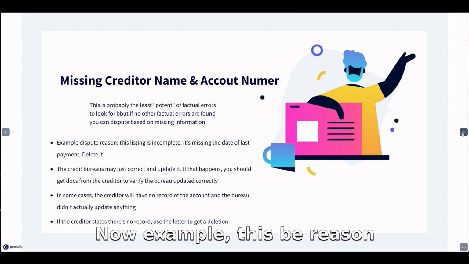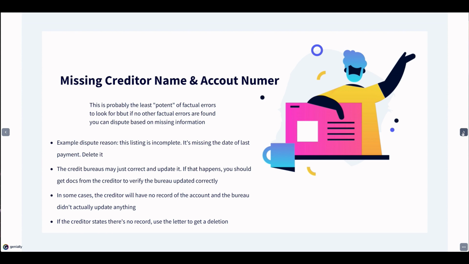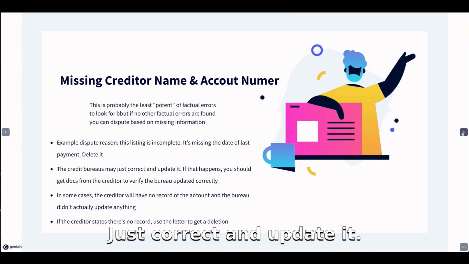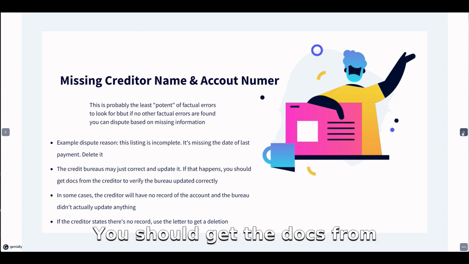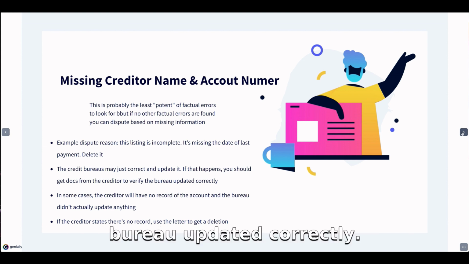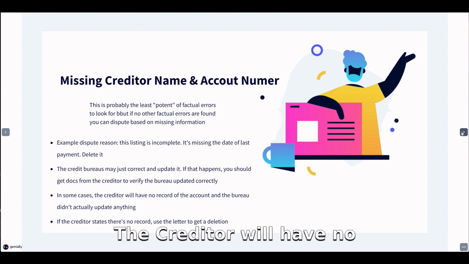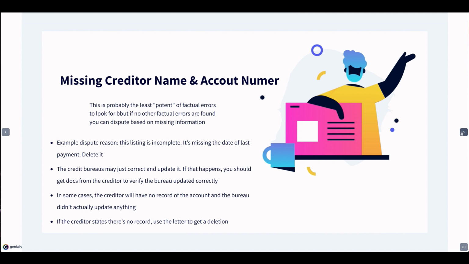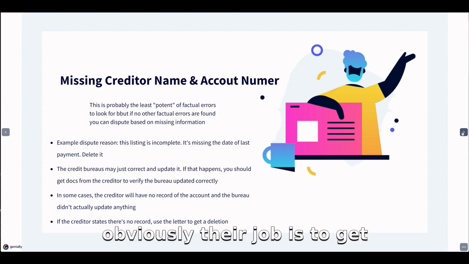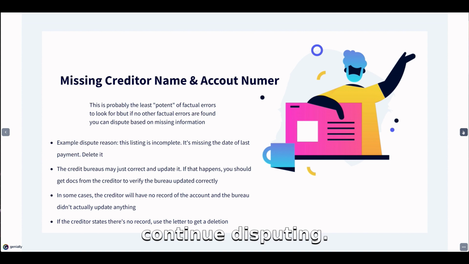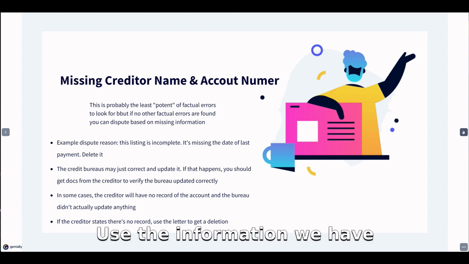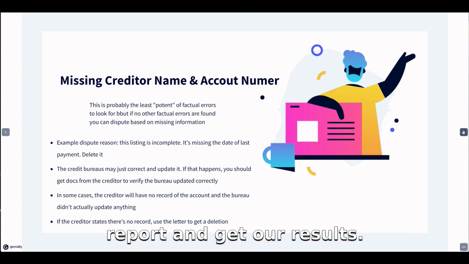Now example dispute reason would be this listing is incomplete. It's missing the date of last payment. Delete it. The credit bureaus may just correct and update it. I mean, obviously that happens. And if it does happen, you should get the docs from the creditor to verify the bureau updated correctly. And in some cases, the creditor will have no record of the account and the bureau didn't actually update anything because obviously their job is to get rid of you and our job is to continue disputing, use the information we have available to us on the credit report and get our results.